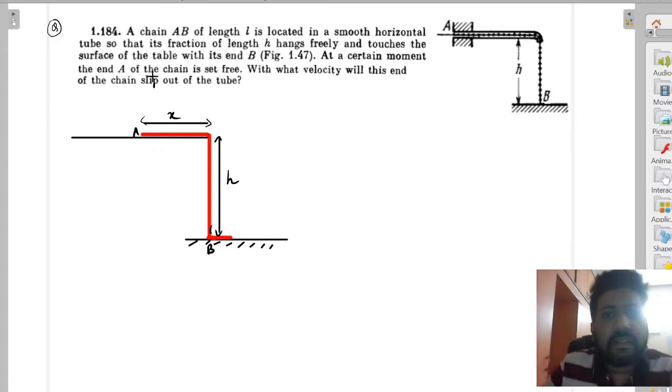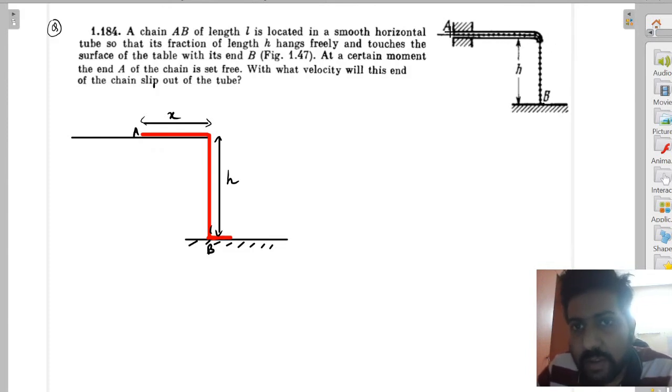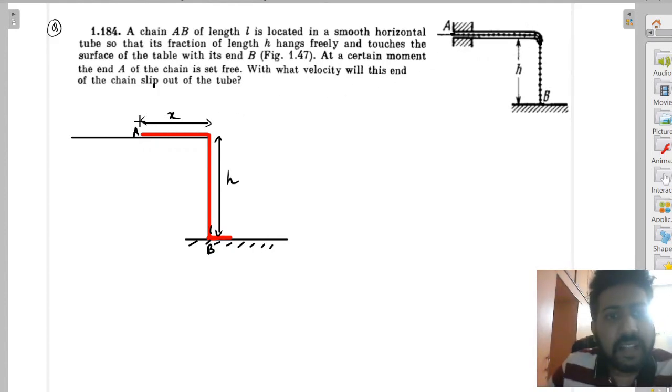At a certain moment, the end A of the chain is set free. Then with what velocity will this end of the chain slip out of the tube? When this horizontal length becomes 0, what is the velocity of this point? So when A reaches here, you are asked what is the velocity of A. Now let at any instant the part of the chain that is horizontal be x.